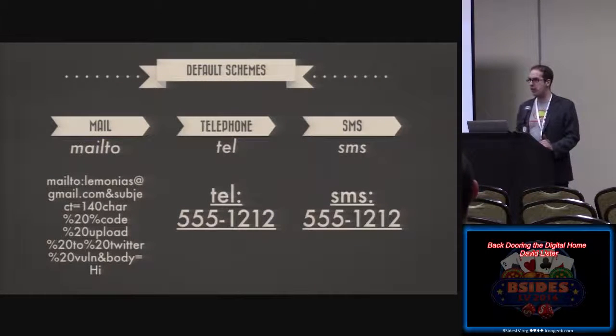The mail one is just like on a PC, it's mailto, so you click on a link, it pre-populates an email. The telephone one, which we saw before, is just passing a phone number to the telephone application. SMS works the same, and it works with iMessage as well. So these are all pretty simple.